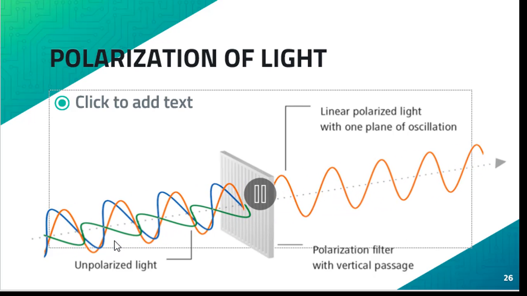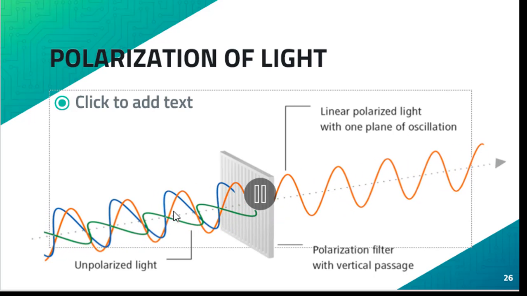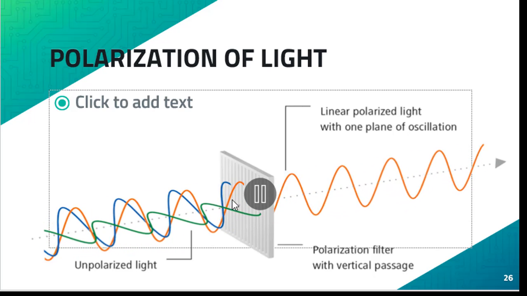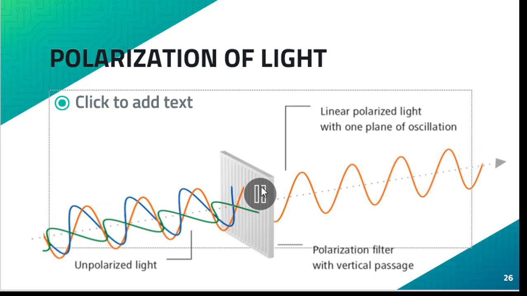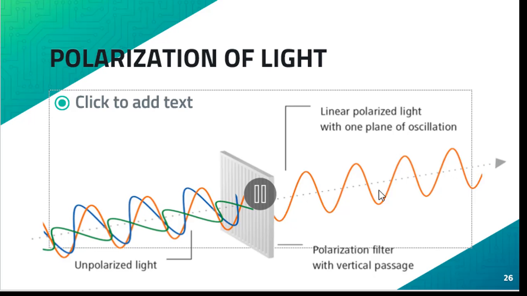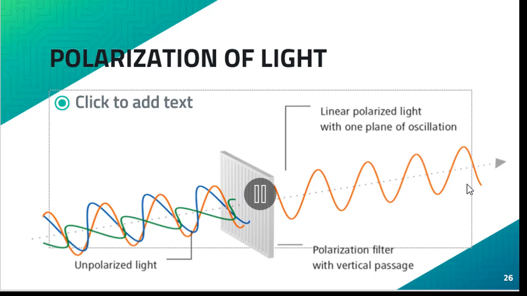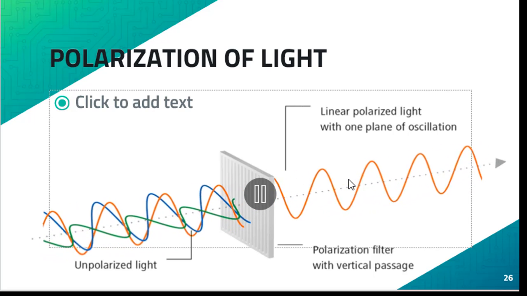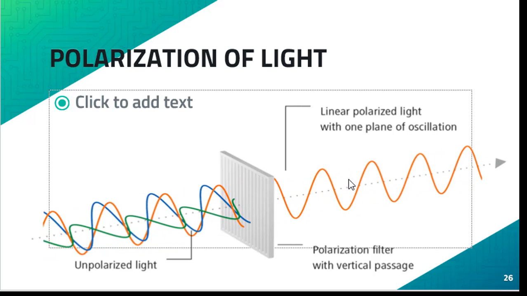But for the concept of polarization of light, for example, you have here three waves. We have the green, the orange, and the blue one. But we have here the orientation of the polarizer, or the polarization filter, with vertical passage. It will only let the vertical waves pass through it. And then it filters out the others. They will no longer pass through that filter. So that is polarization of light.